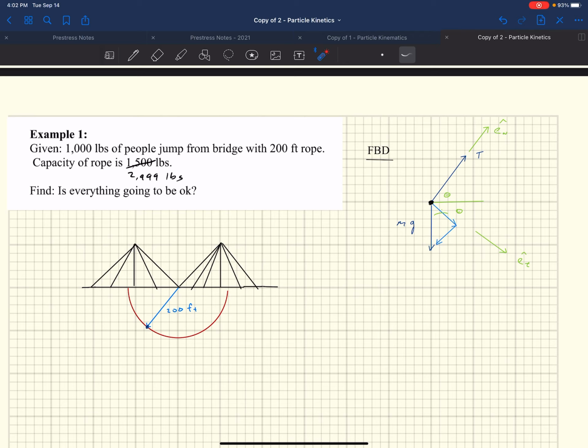I think that's everything. There's my free body diagram. I got my coordinates labeled. I got my angles labeled. I got all my forces labeled. Right? I even broke down my forces into the different components. We're good to go.